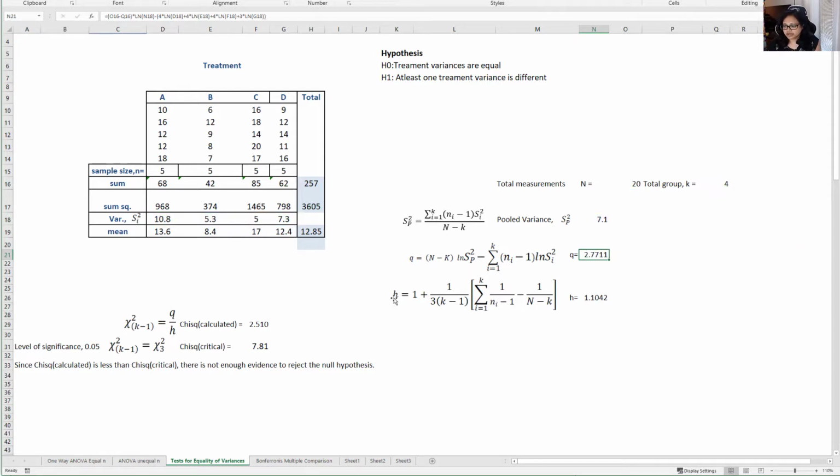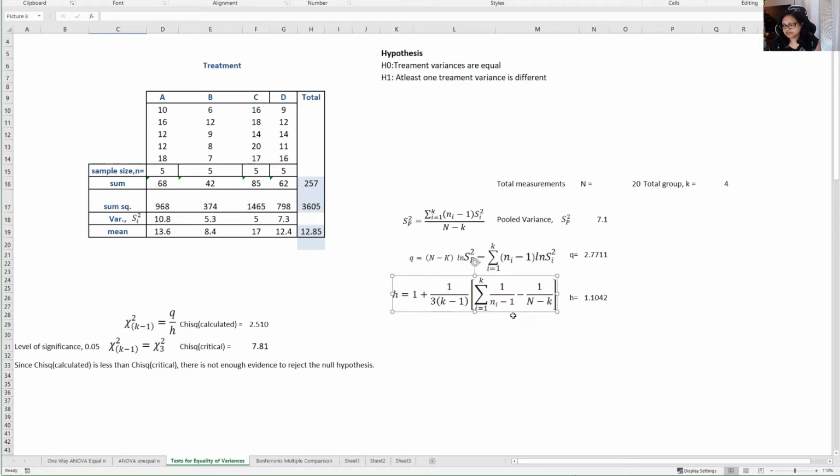And then I found H. The H value would be 1 plus 1 over 3 minus K. That means how many treatments you have. The 3 is constant, you have to use that. It doesn't matter what example you have. You could have a different example, but we always have to use 3.